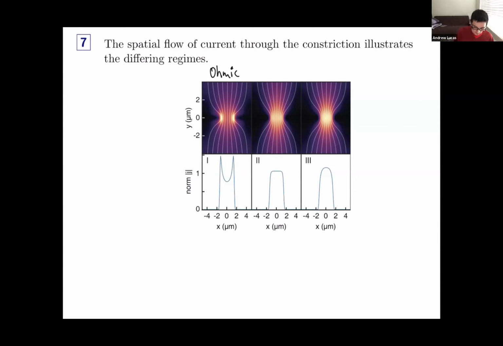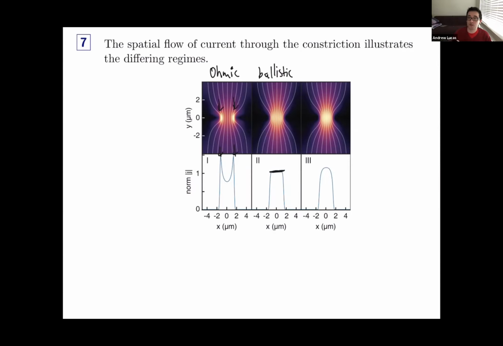Now in the second panel, we have ballistic transport. Here we're imagining that there are no interactions at all, no impurities, no electron scattering. In the second panel, we're looking at the absolute value of the current, how it flows through the channel as we pass through a spatial cross section of the constriction. In the ballistic case, we see that the current profile is approximately flat.